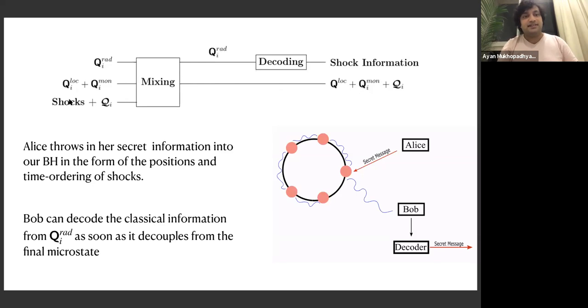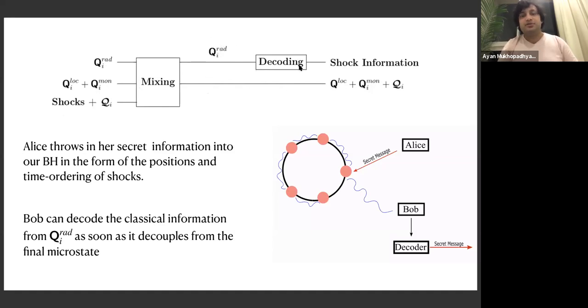And what she does is that she throws all the shocks inside these throats. And then we have this particular initial microstate. So it has these particular components: the hair, the radiation component, the monopole component, and the part locked in with them. And once the shocks go in, there is a non-trivial dynamics that happens. There is a lot of mixing. But then eventually the system settles down to a final microstate, and we have decoupled radiation.